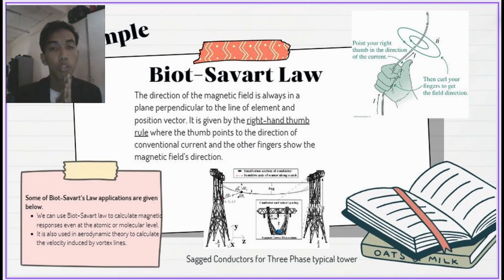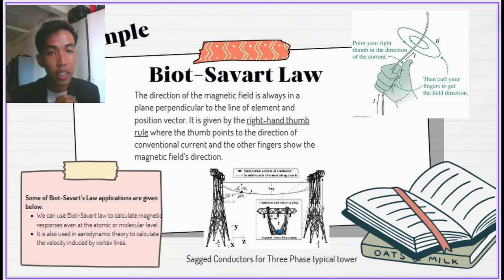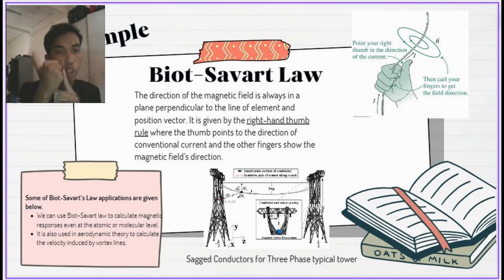So we go to the example for this variable law. The direction of the magnetic field is always in the plane perpendicular to the line element and the position vector. It is given by the right-hand thumb rule, where the thumb points in the direction of the conventional current and the other fingers show the magnetic field direction.